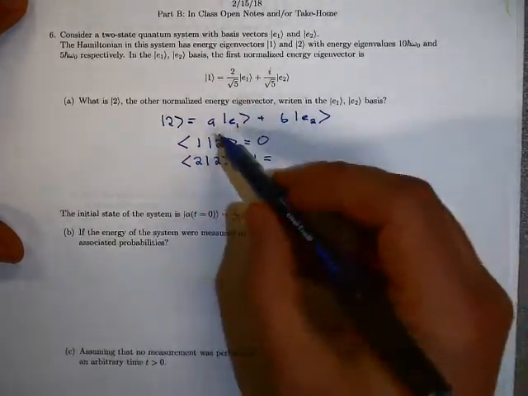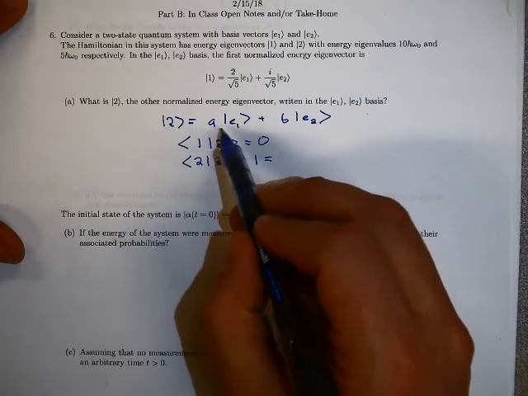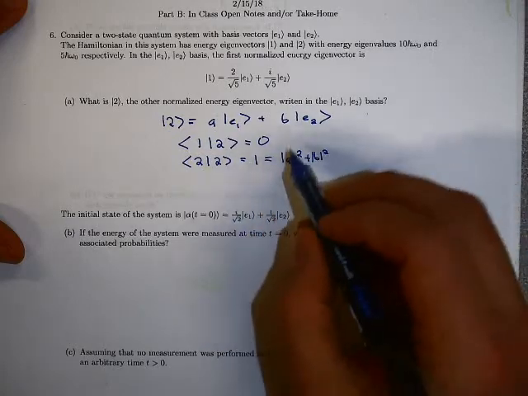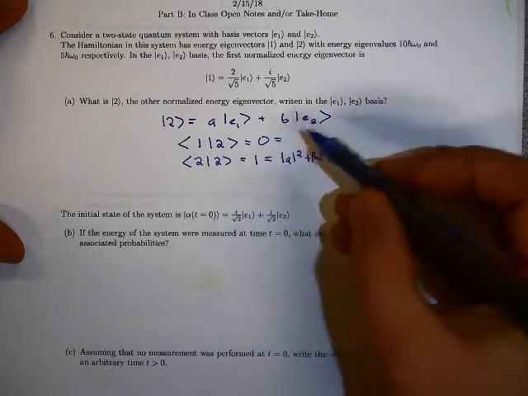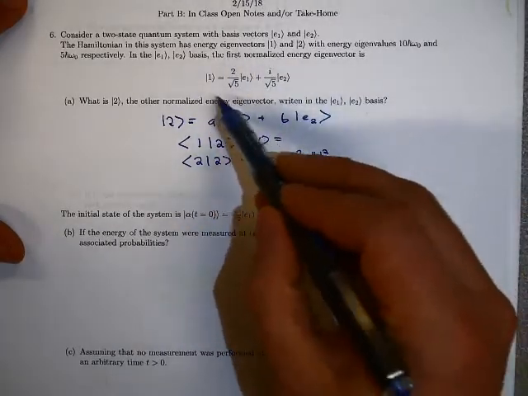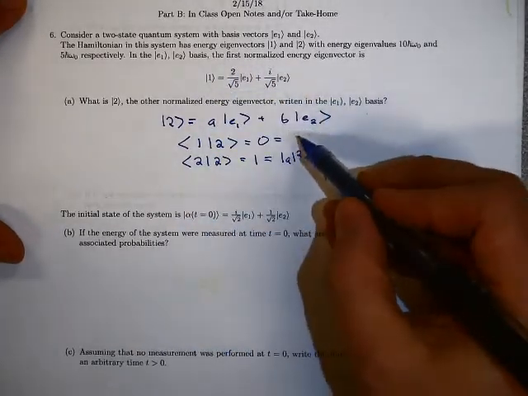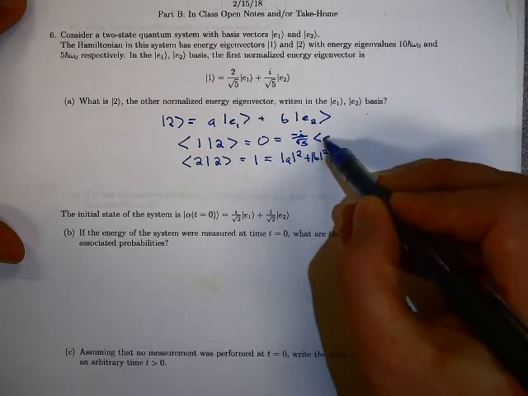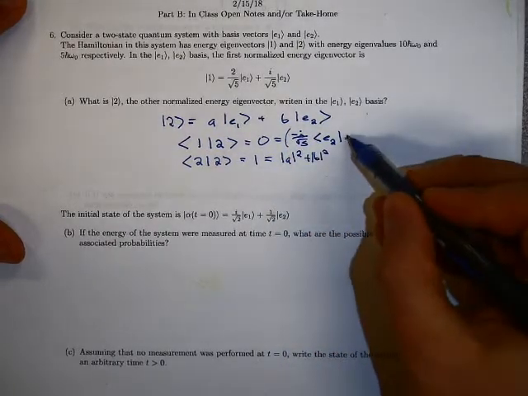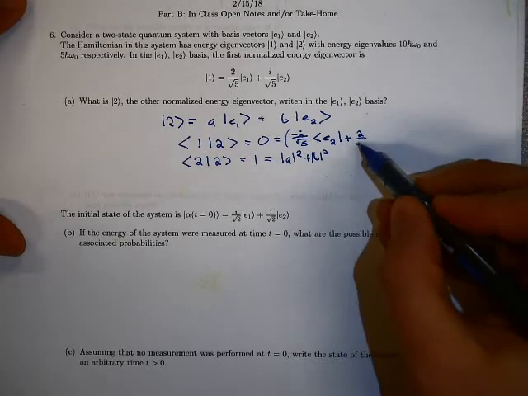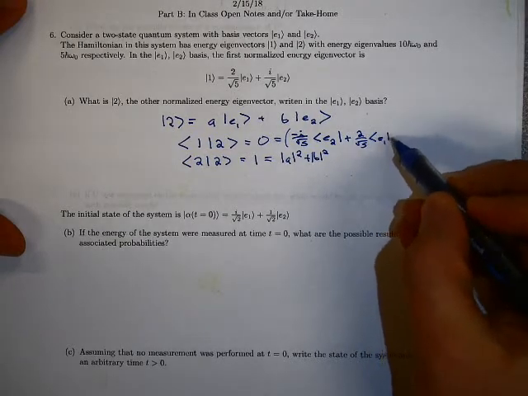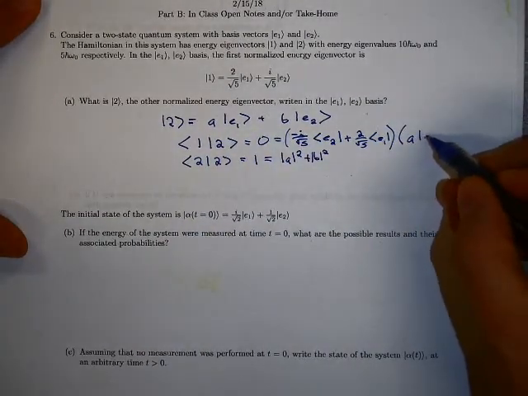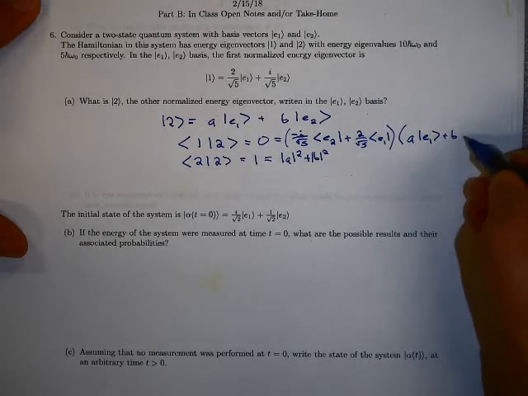So <2|2>, if we take the inner product of |2> with itself, we get a squared plus b squared. We know that's the normalization condition. So what is <1|2>? Well, we can rewrite that taking the Hermitian adjoint of |1>, which looks like minus i over root 5 times the bra E2 plus 2 over root 5 times the bra E1, and we'll let that act on our unknown |2>. So A E1 plus B E2.